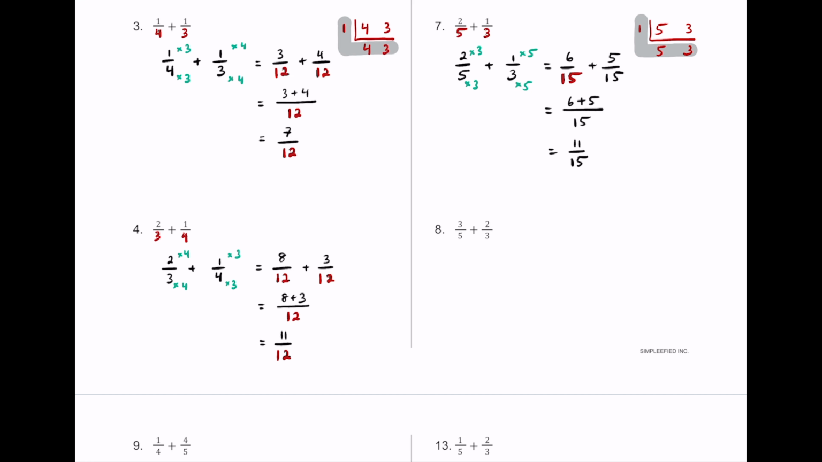So we really like having these common denominators. We just had to work a little bit harder than in the past practices where we had common denominators, but 11/15 would be our final answer.